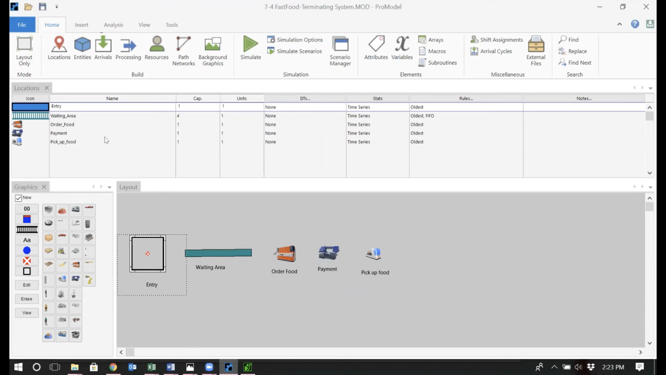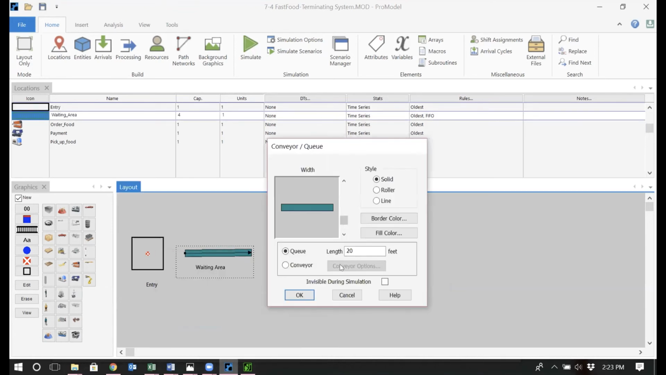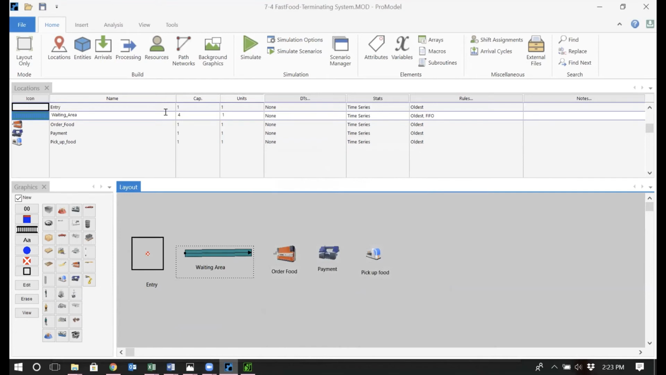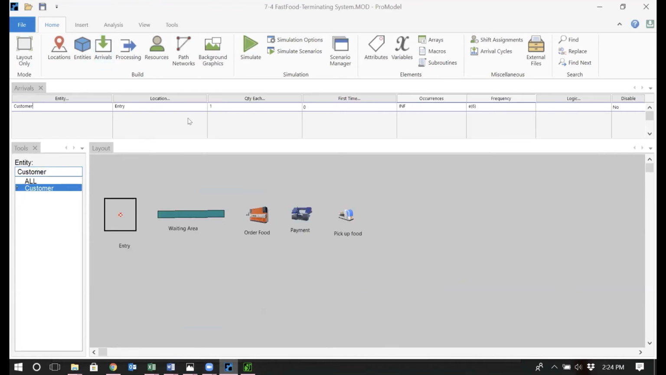This is my system. I have an entry, a waiting area, order food, payment, and pick up food. For the waiting area, I consider a queue, first in, first out, with a length of 20. My entity is the customer. Customers arrive at the entry point one by one for as long as I run the simulation, with an arrival time of 6 minutes.